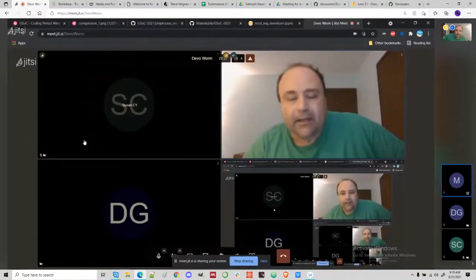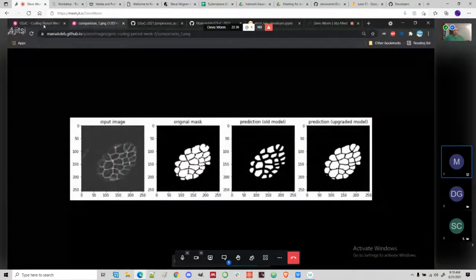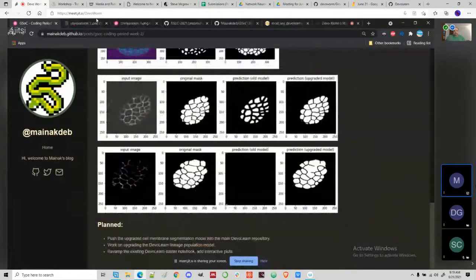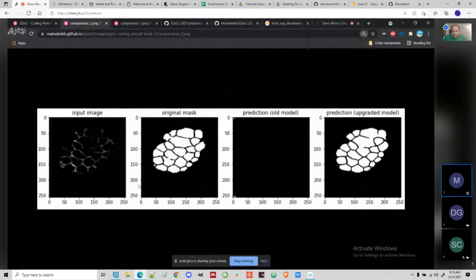I thought that was good, that last image you showed where it was very weak, the fluorescence. And then I was able to recover most of that image. You had some boundaries that weren't defined, but the old model just didn't get it at all.